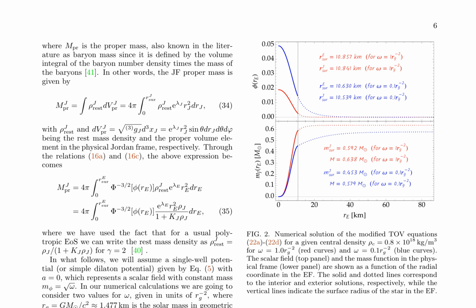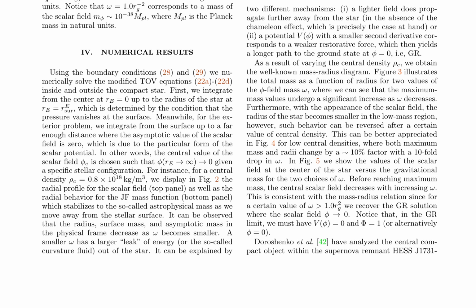The results indicate that decreasing the scalar field mass leads to significant increases in maximum mass values in the mass-radius diagram. Furthermore, the star's radius decreases in the low-mass region due to the scalar field's presence, although this trend reverses at higher central densities. The central scalar field decreases with increasing scalar field mass before reaching the maximum mass, consistent with the mass-radius relation. In the limiting case where the scalar field mass approaches infinity, the general relativity (GR) solution is recovered, with the scalar field tending to zero and the potential V(phi) approaching zero.